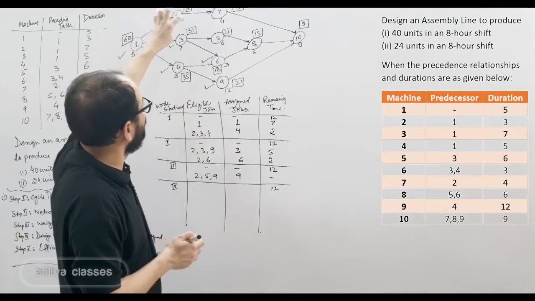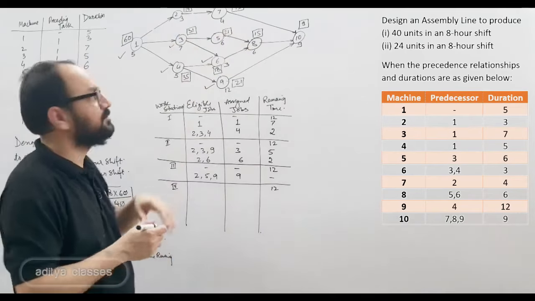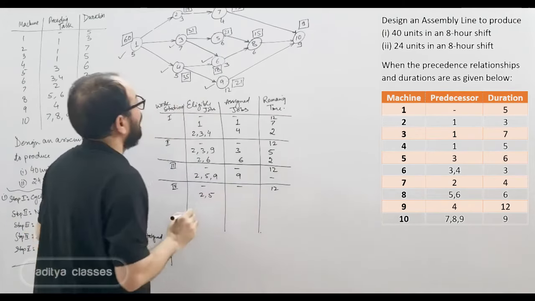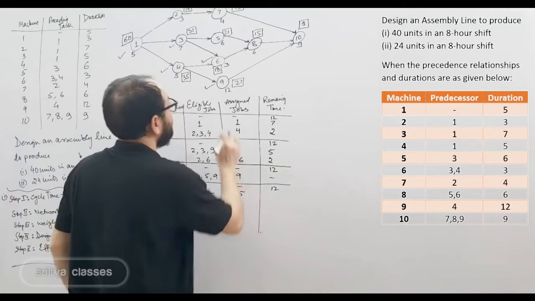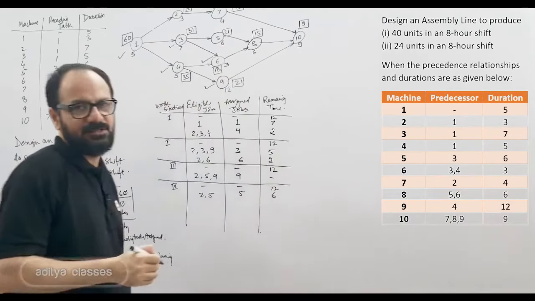Now who are eligible? 2 is eligible, 5 is eligible. 8 is not yet eligible because 5 is due. So only 2 are eligible, which is 2 and 5. Higher weighted time is with 5, 21 minutes. So I am assigning 5. It consumes 6 of my minutes from this, leaving me with 6 only.